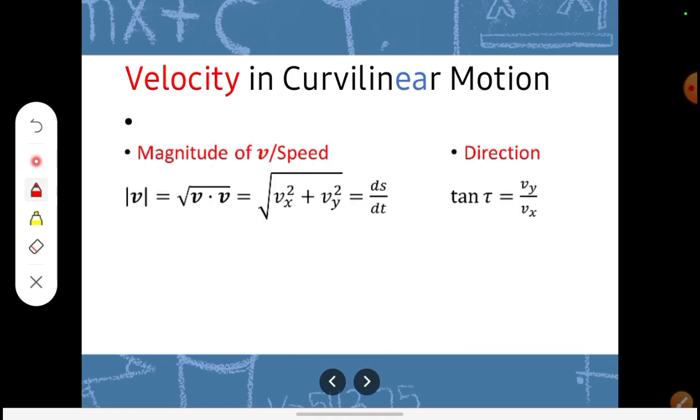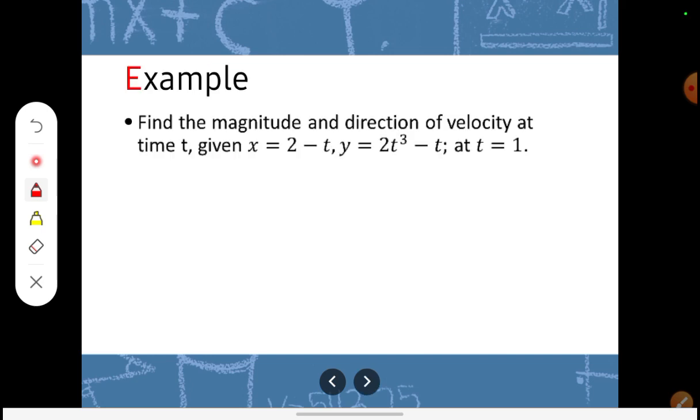And the magnitude of v, or the speed, is equal to the square root of v times v, simplified as the square root of v sub x squared plus v sub y squared, equals ds over dt, or the change of distance over time. So our direction is given by tan tau equals v sub y over v sub x. We will use these formulas to solve the problem in our example.